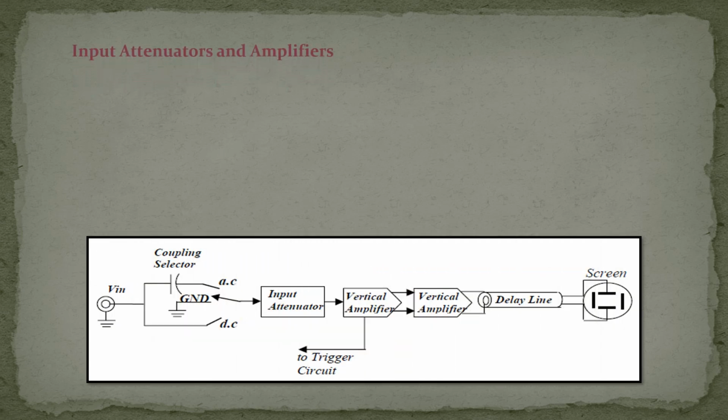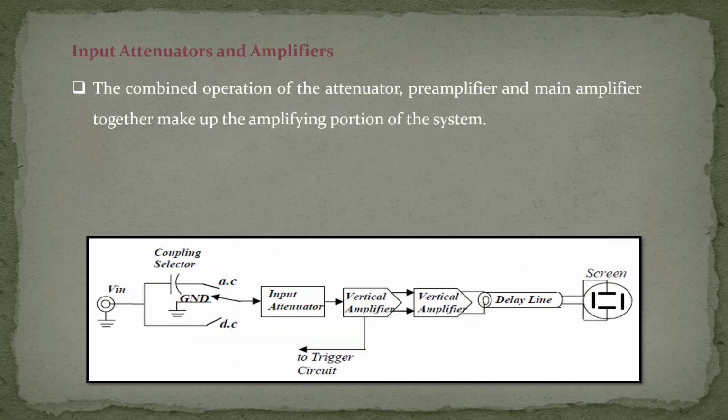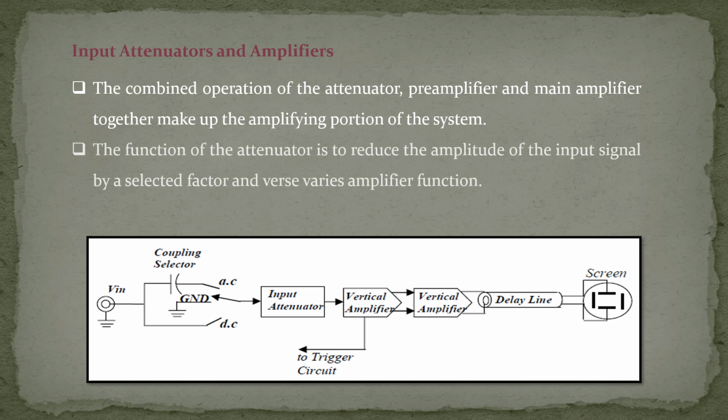Input attenuators and amplifiers. The combined operation of the attenuator, preamplifier and main amplifier together make up the amplifying portion of the system. The function of the attenuator is to reduce the amplitude of an input signal by a selected factor, and the various amplifiers amplify it. The detailed explanation of their parts is given below.